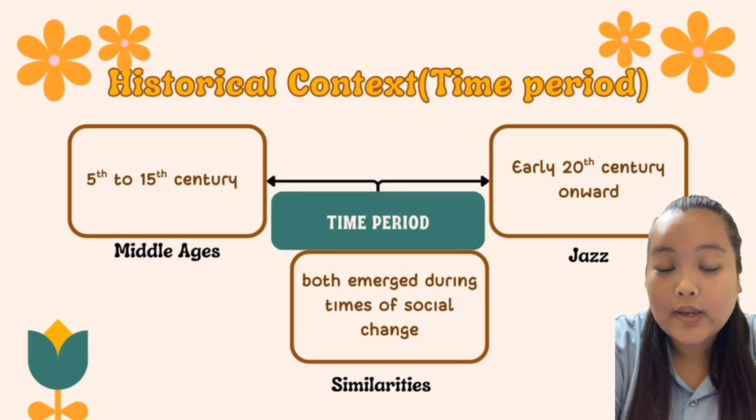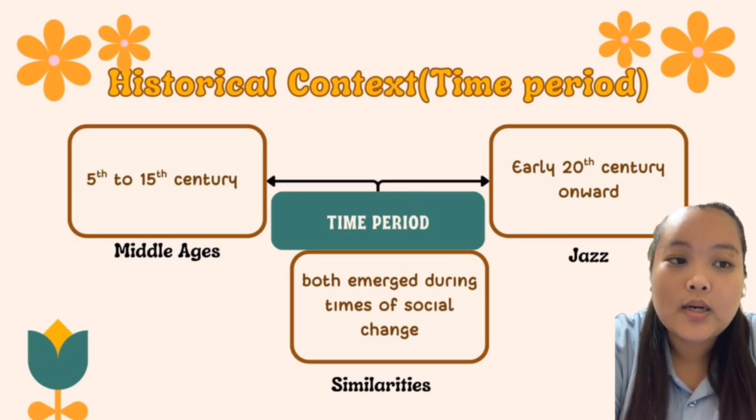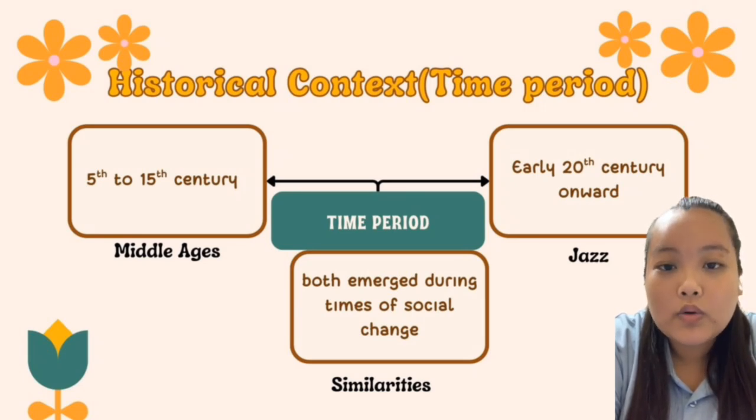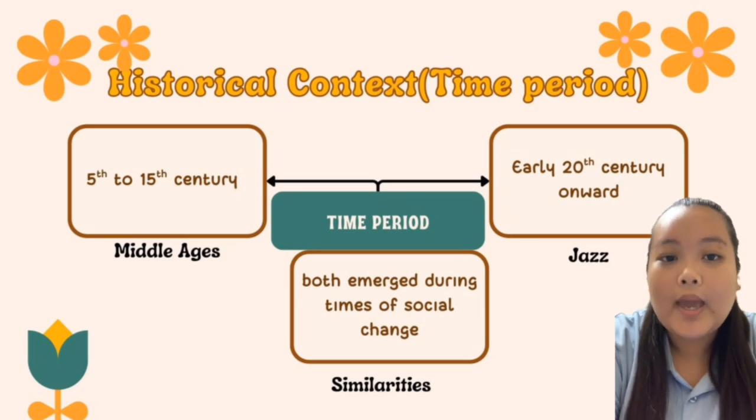Let's move to the historical context. First, time period. Middle Ages music spanned from around the 5th to the 15th century, a period that includes the early Christian church, medieval kingdoms, and feudal society. And jazz music began in the early 20th century onward, during the post-slavery era, industrialization, and the Harlem Renaissance in America.